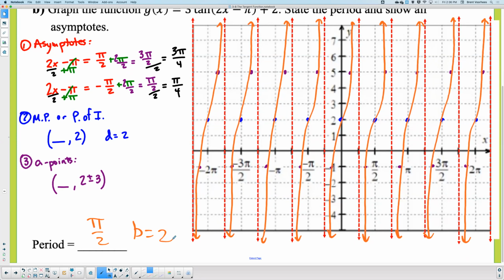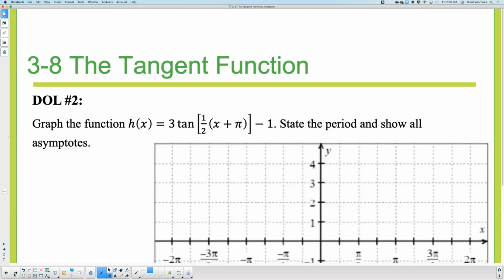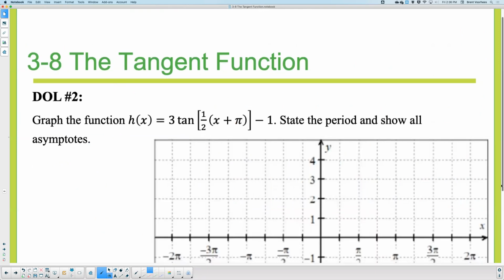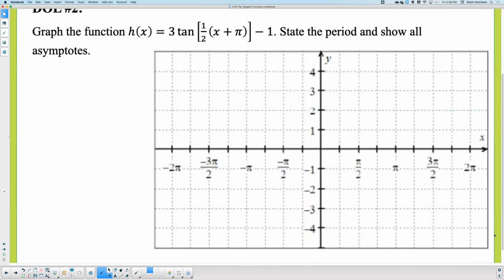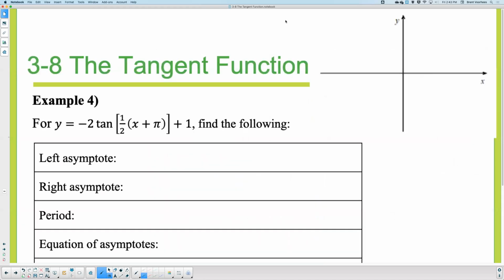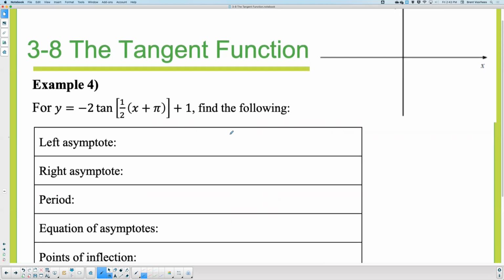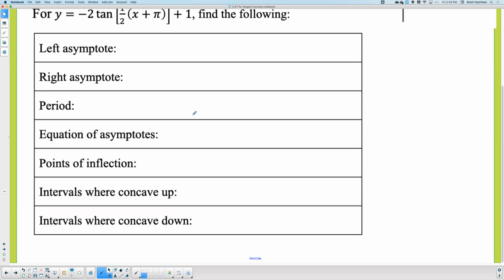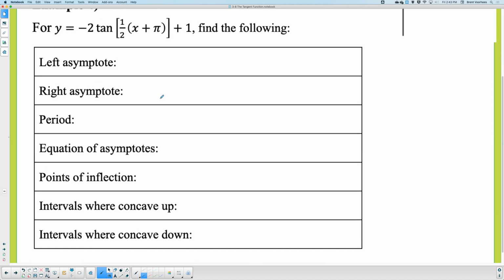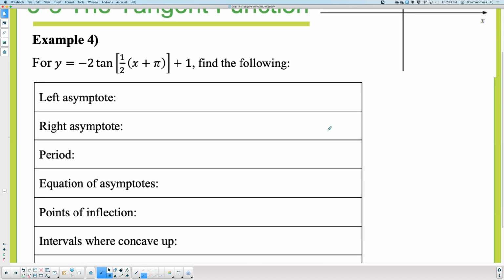All right, with that, I have a DOL for you. DOL number 2. All right. I'm picking up. Let's now go to example 4. Example 4, here, I want to just kind of make sure you got your rules down more than anything. So this is where you can look back later.